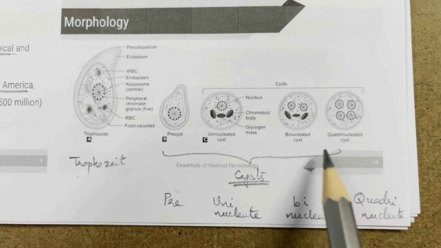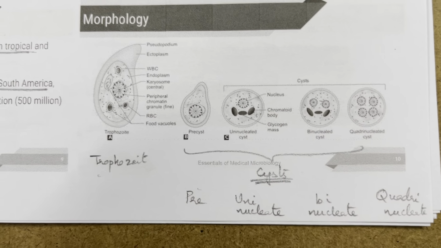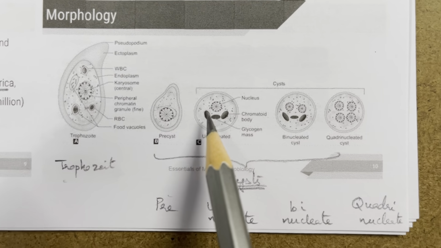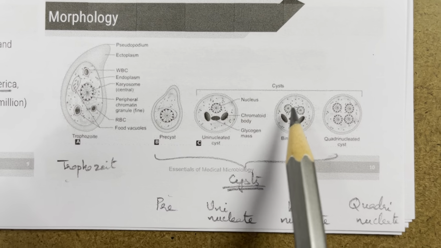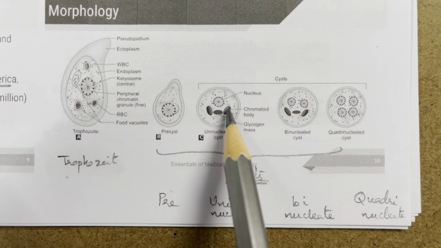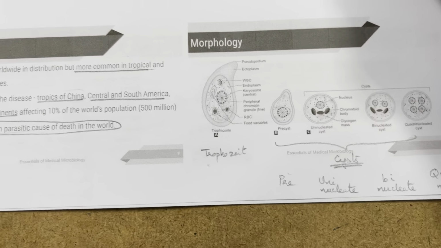Next, you have the cysts. So you have the precyst with the nucleus only. Then you have the uni and binucleated and then quadrinucleated cysts. So in the uni and binucleated cysts, you have the nucleus according to the number in the name. And then you also have the glycogen mass for food and chromatoid bodies. You don't have chromatoid bodies in the quadrinucleated cyst.